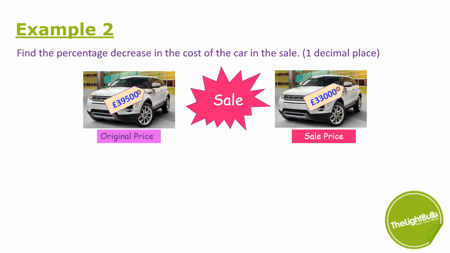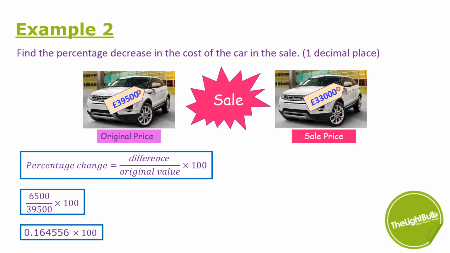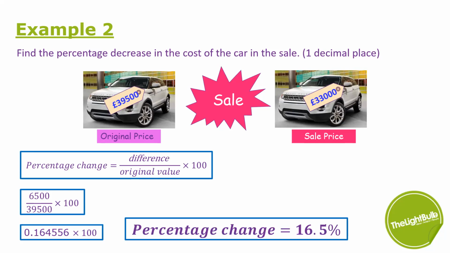Okay, so it's the difference between the two values. So let's say 39,500 minus 33,000 is 6,500. That's what the difference is. Now divide that by the original value, which is 39,500, and then we times our answer by 100. So if we do the division, we end up with 0.164556, times that by 100, 16.5% to one decimal place.